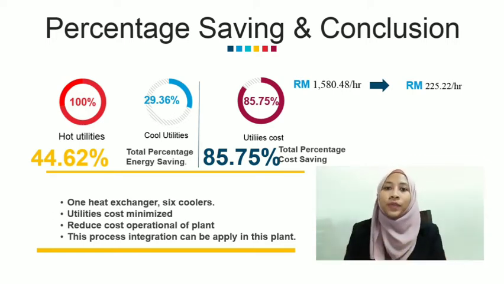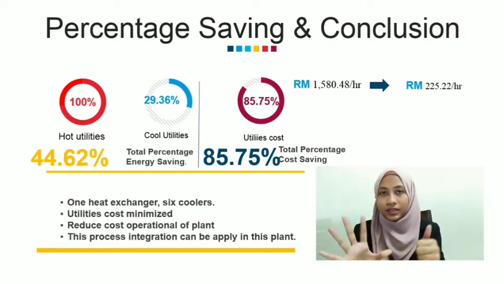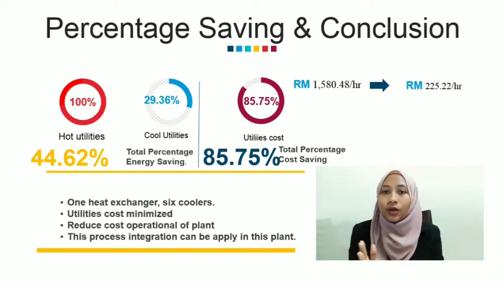It is a huge difference from the original one. So in conclusion, we can say that in our plant there is 1 heat exchanger and 6 coolers, and we will be able to minimize the utilities cost, reduce the operational cost of the plant, and we can say that this process integration can be applied in our plant.